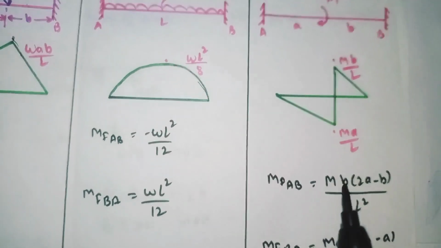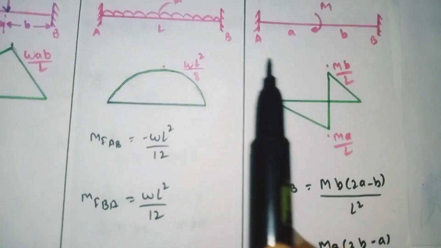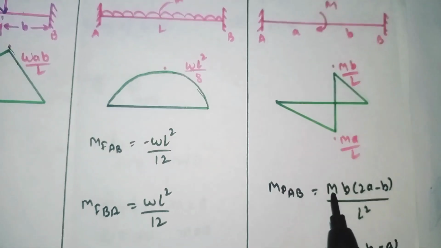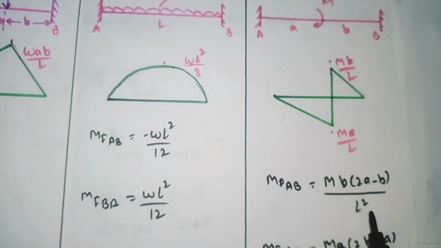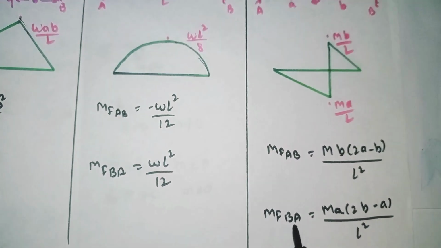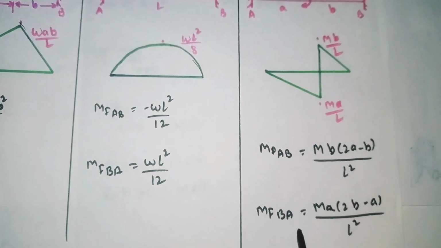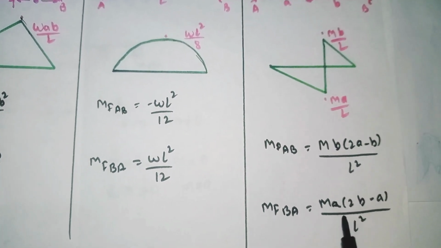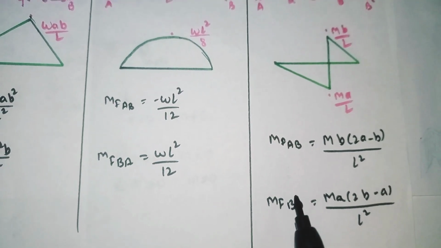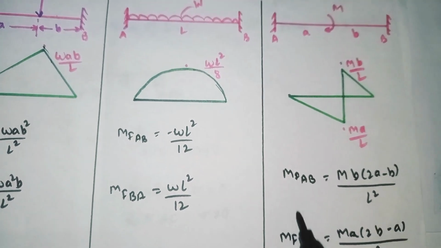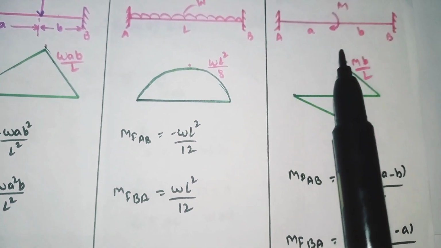So to find out the fixed end moment for AB, we have the formula MFAB = MB(2A - B)/L². And MFBA, from B to A, we have the formula MA(2B - A)/L². By using these two formulas, we will calculate the fixed end moment for this kind of beam.